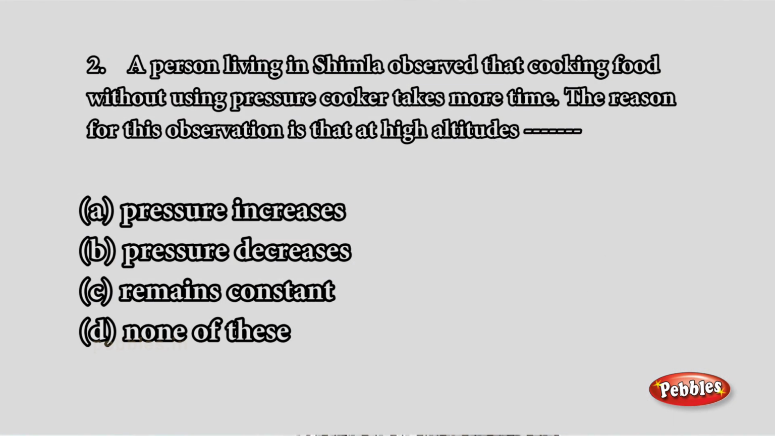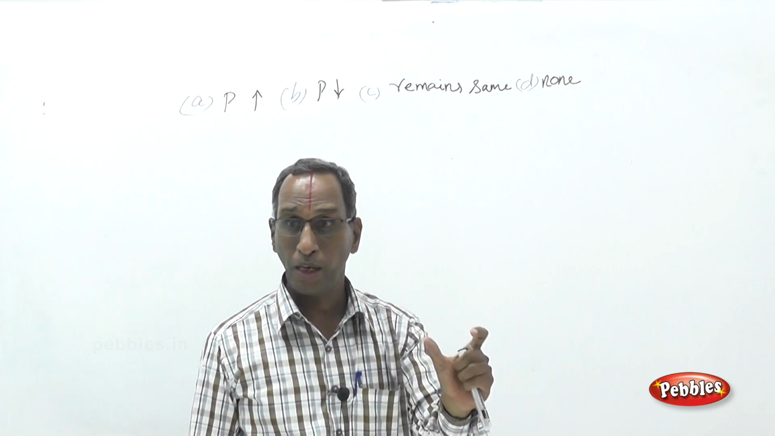Now, this question is based on the application of Boyle's law. The question reads: a person living in Shimla observed that cooking food without using a pressure cooker takes more time. The reason for this observation is that at high altitudes, and there are 4 choices given. They have illustrated the use of a pressure cooker at higher altitudes. Generally, we have to note the principle of the pressure cooker. We call it a pressure cooker, but actually for cooking food, heat energy is required.